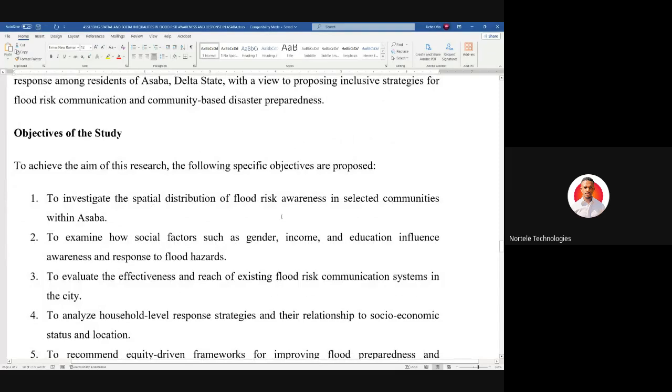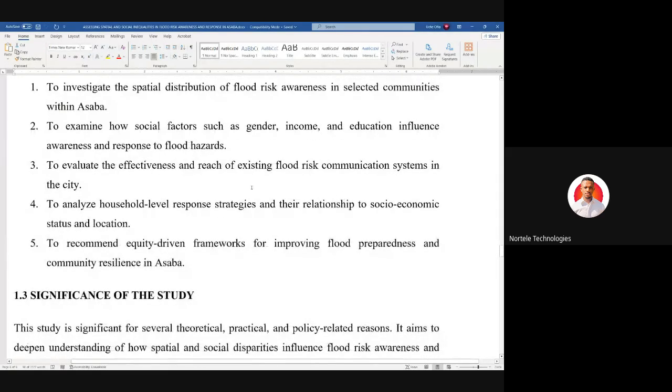So from here now, you can look at this. What they mentioned here is two variables. They're looking at spatial distribution, then flood risk awareness. That's the first variable, first objective. Second one is social factors. Then now we're not talking about social factors.